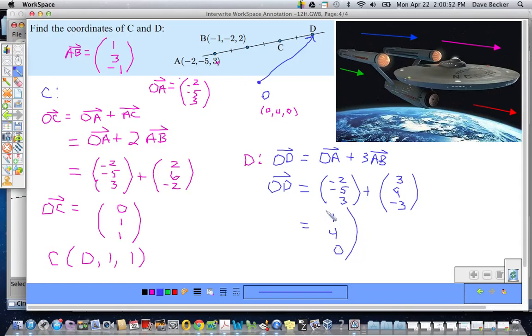Okay, so vector OD is equal to 1, 4, 0. And that implies, since it's emanating from the origin, that the vector OD, the point D, has those same coordinates. So that would be 1, 4, 0.